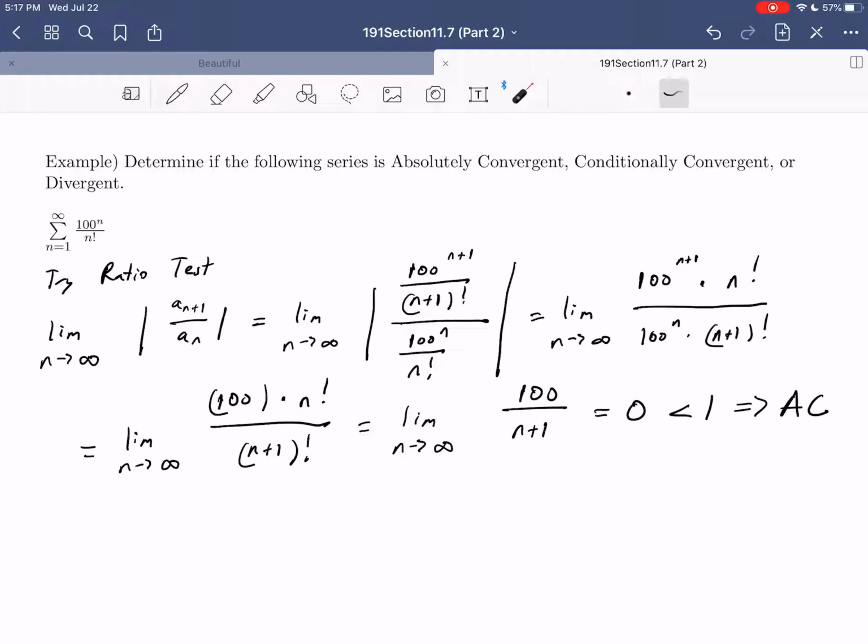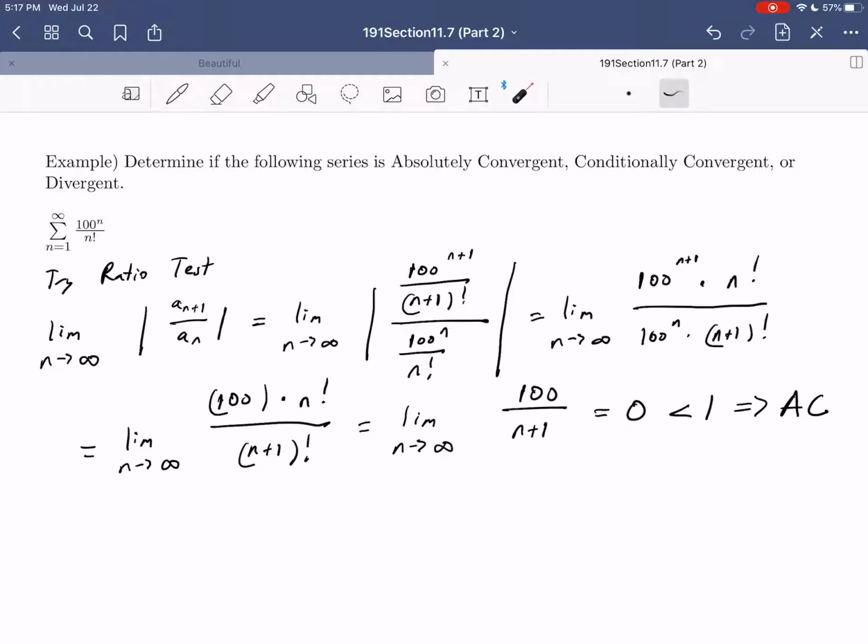So the whole point here is that, yes, the exponential gets really large really fast, but the factorial is a whole level faster. The factorial is in the denominator, so it is going to win out and make this thing collapse to 0 very quickly. So again, we have an absolutely convergent series.